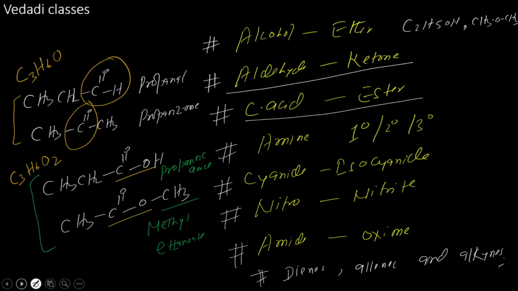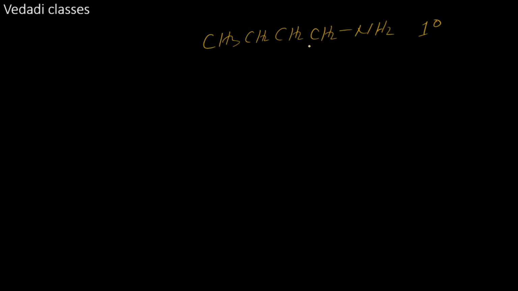Now I would like to give the example of amines. Amines, as you know, are of 3 types: 1 degree, 2 degree, 3 degree amines. Let's take the example of CH3, CH2, CH2, CH2, NH2. This is the 1 degree amine. The NH2 is the 1 degree amine. So its name is what? 1, 2, 3, 4, butanamine.